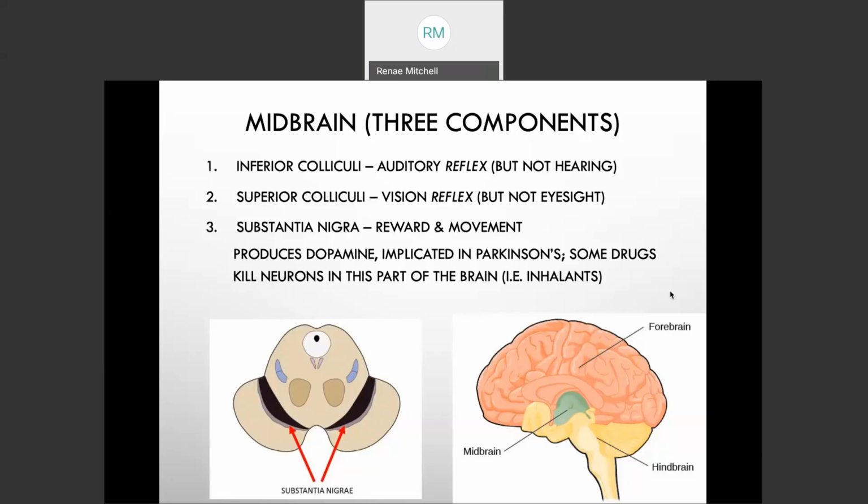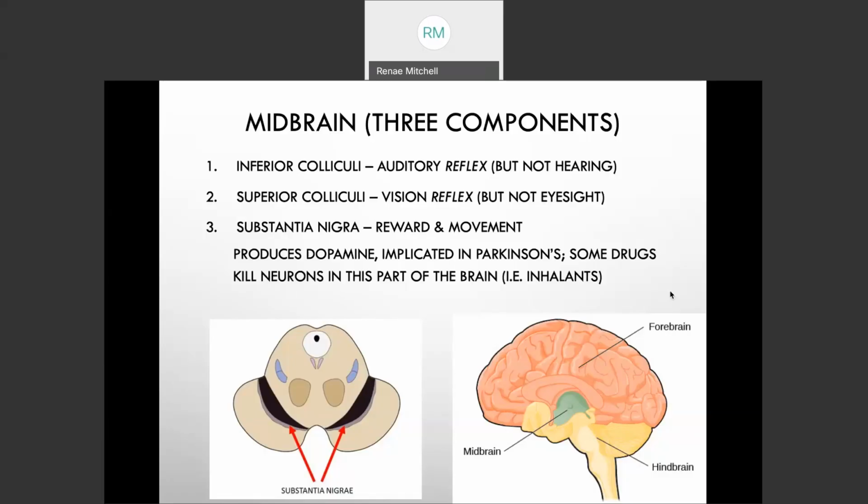Same with vision. In the superior cochlea, the vision reflex is located here. But again, that's not the perception of sight. At this part of the brain, you wouldn't recognize that you are seeing something, but it is at a non-conscious level, focusing on an image or making sure that the light getting from the eyeball to the brain is being processed at a subconscious level. And then this part of the brain is also responsible for rewards and movement.